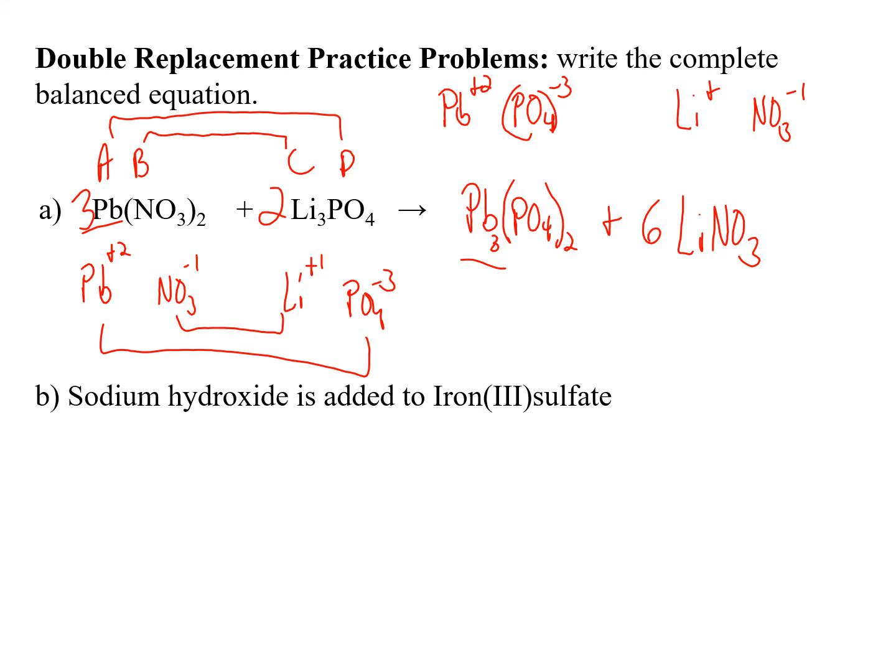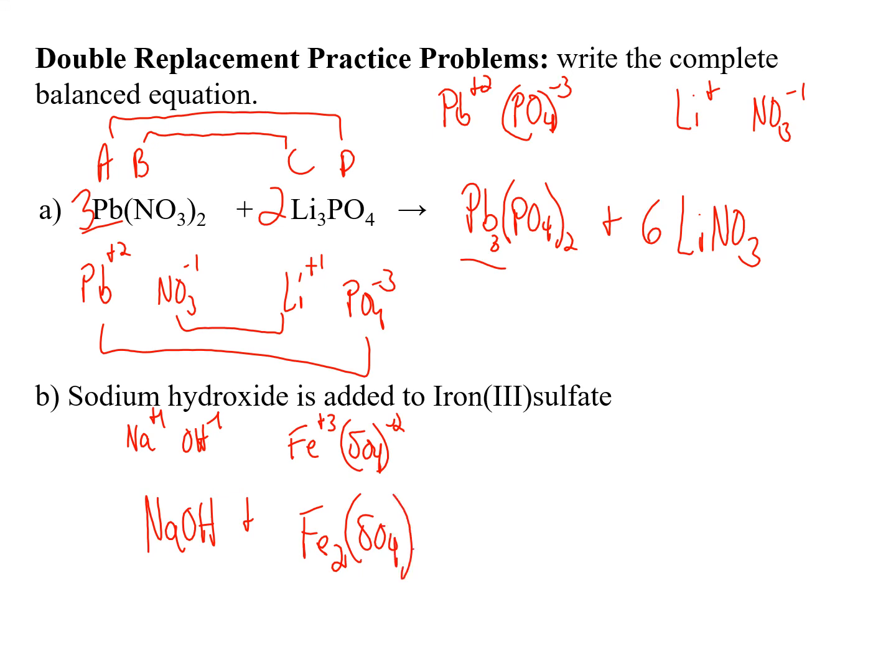For the next problem, we have sodium hydroxide. So sodium is Na plus 1. Hydroxide, OH minus 1. So we get NaOH is added to iron 3 sulfate. Well, iron 3, Fe plus 3. Sulfate is SO4 minus 2. And then we crisscross and we get Fe2 SO4 3.